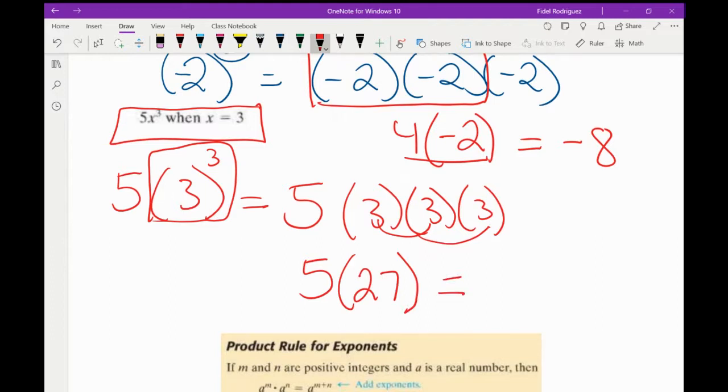So 3 times 3 is 9, and 9 times 3 is 27. And now, guys, you can use your calculators and stuff, right? So I'm going to grab my calculator, and I'm going to say 5 times 27. Where's my calculator? I'm just using the one on my phone, y'all. 5 times 27, and it's 135. Okay.